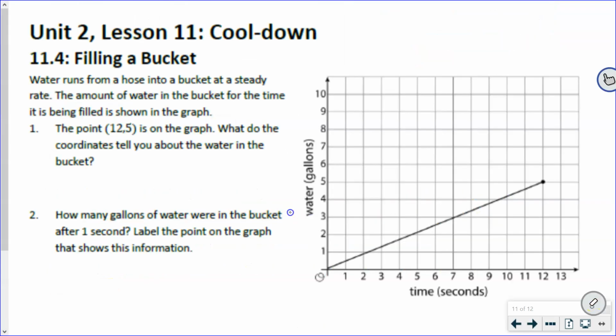Let's take a look at our cool down now. Water runs from a hose into a bucket at a steady rate. The amount of water in the bucket for the time it is being filled is shown here in this graph. The point 12,5 is on the graph. What do those coordinates tell you about the water in the bucket? Then, how many gallons of water were in the bucket after 1 second? Label that point on the graph that shows that information. Pause the video and give yourself a chance to work through this.